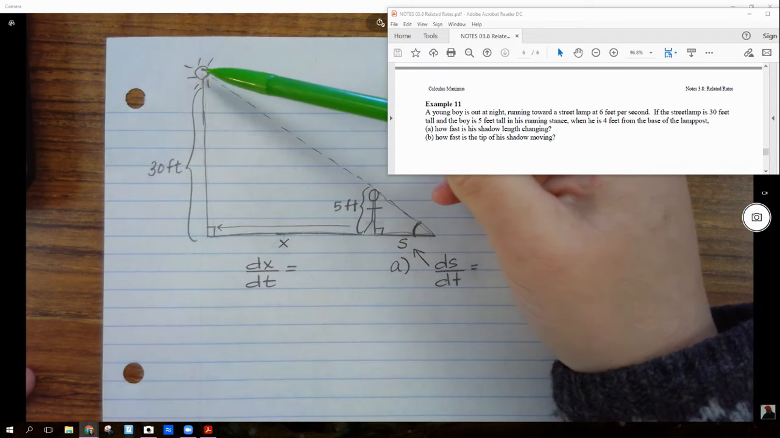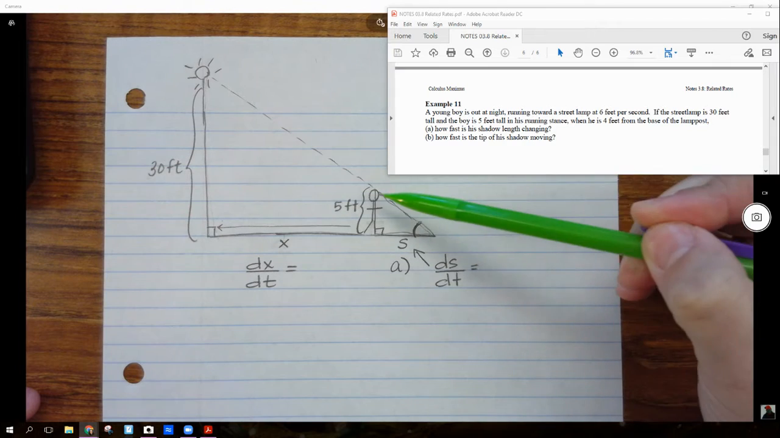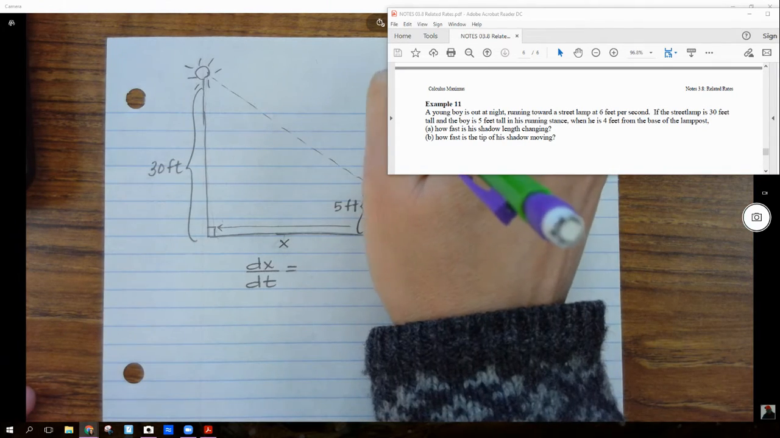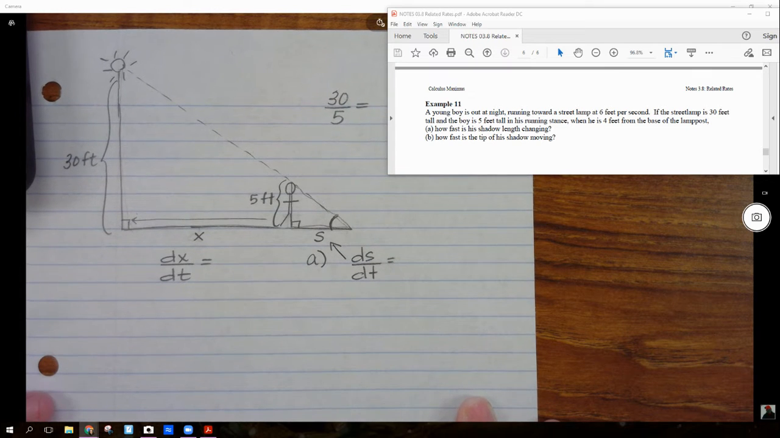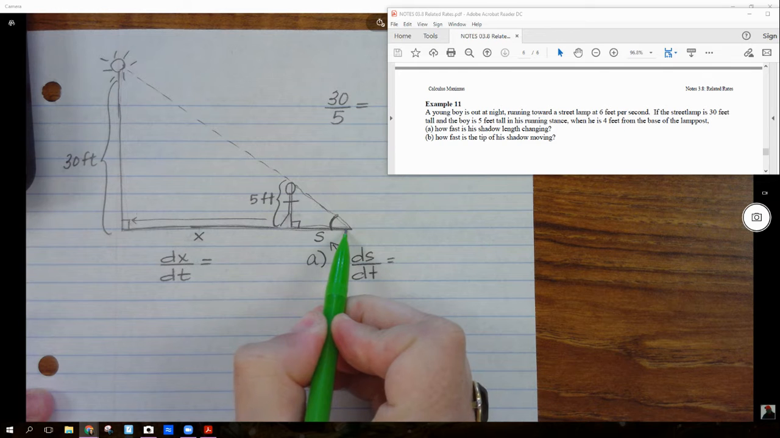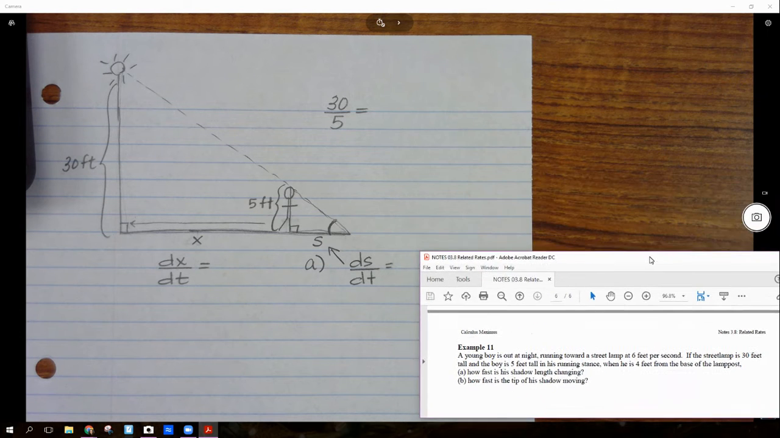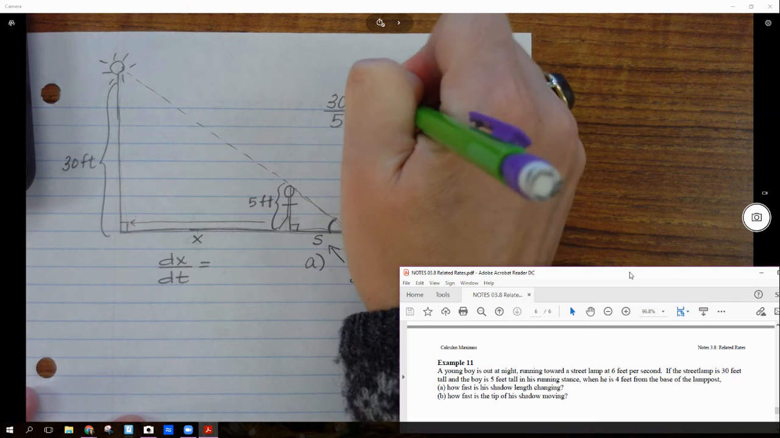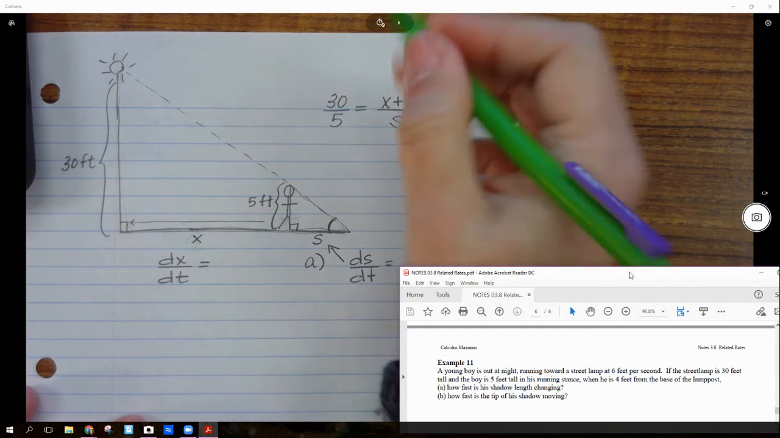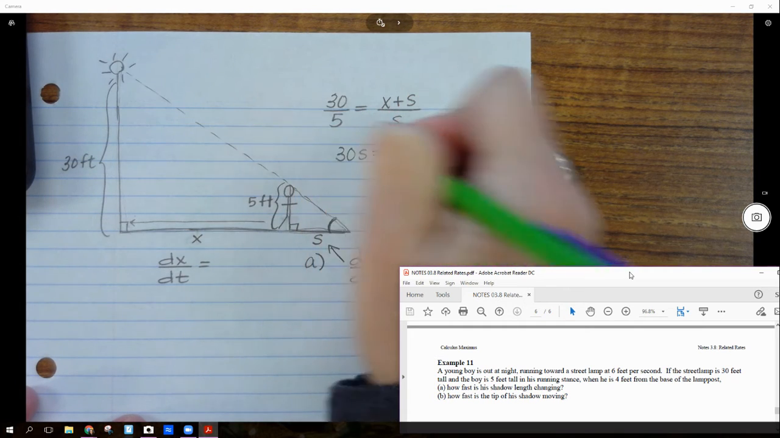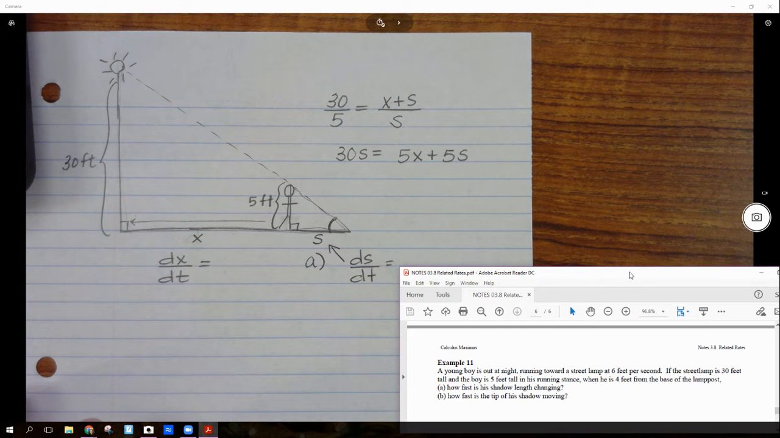If we set up ratios, there are many ways you could do this, but one way would be to take the height of the lamppost over the height of the boy. So this would be 30 over 5, and then set that equal to the entire length of the big right triangle, which would be x plus s, all over the base of the little right triangle, which would just be s. Now we're going to cross multiply. So 30s equals 5x plus 5s. Don't forget to use the distributive property with that.